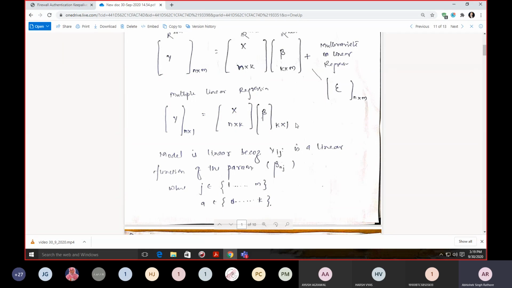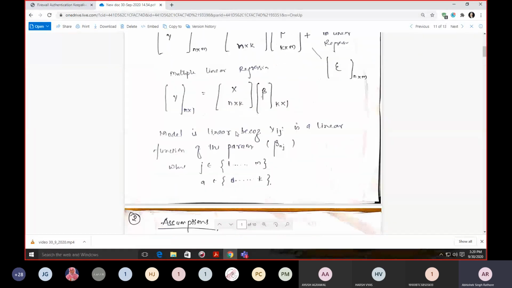So this model is supposed to be linear because each yij, that is the ith row and jth column entry, is a linear function of your parameters beta aj. So this is how we can say that our model is linear, because y is a linear function of your different parameters beta aj. What j signifies here is that you have m columns available, and a refers to the number of unknown variables. So a belongs to 1 to k. This is how we can say that our model is assumed to be linear.